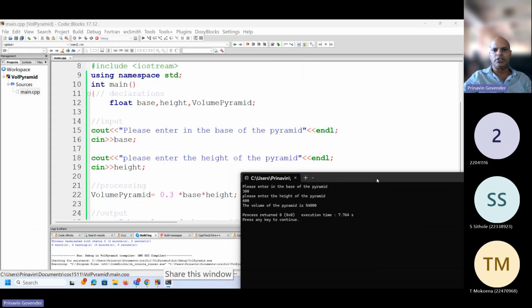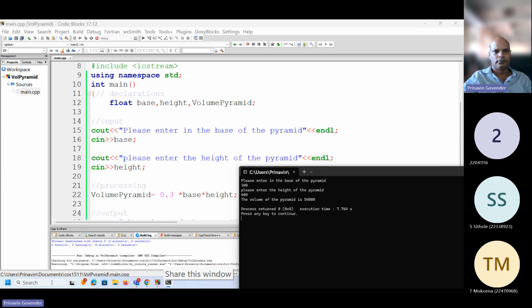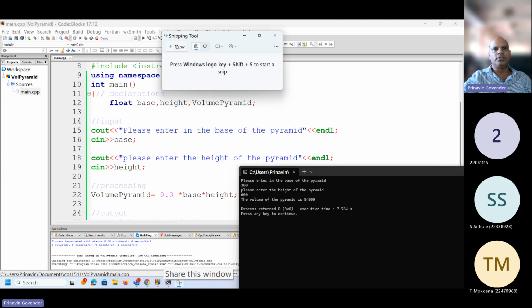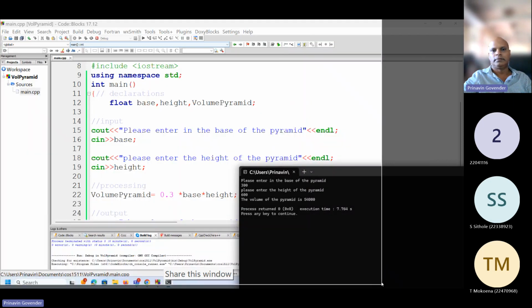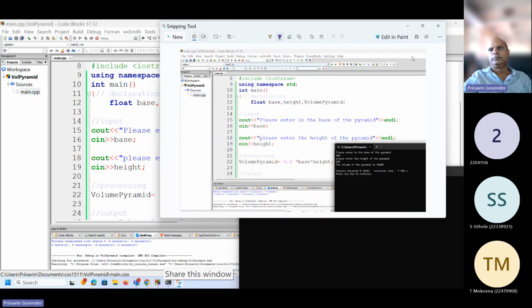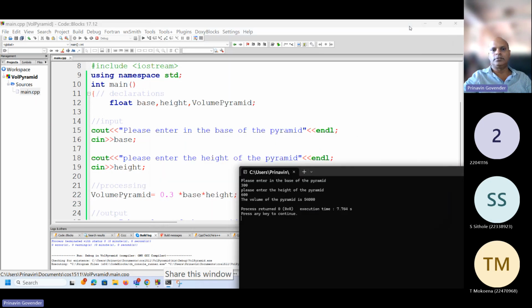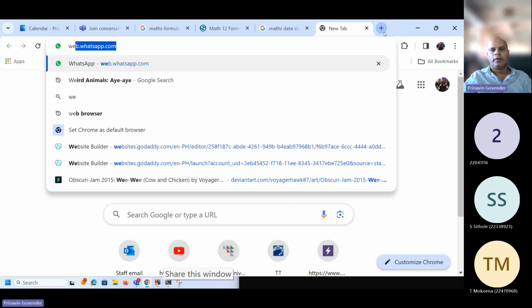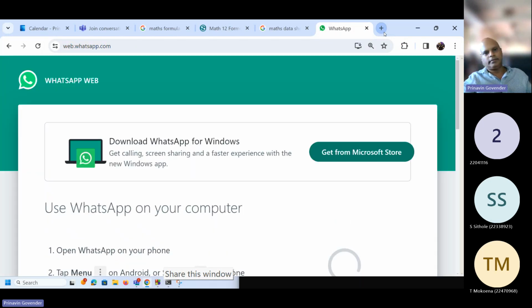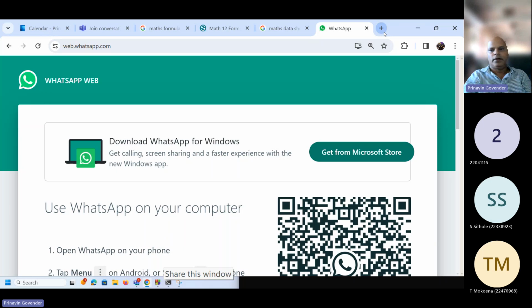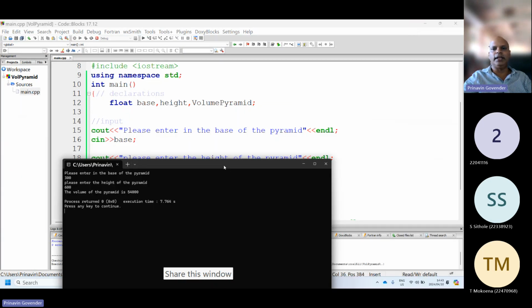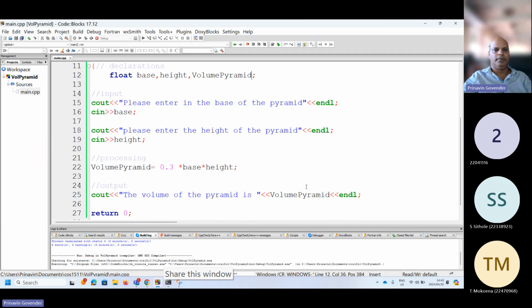Let's take a screenshot. And let's post it. Copy, close. Oops. Right, okay, we're going to be recording this, doesn't matter. I shall send it to you by recording. And that's how we calculate the volume of a pyramid.